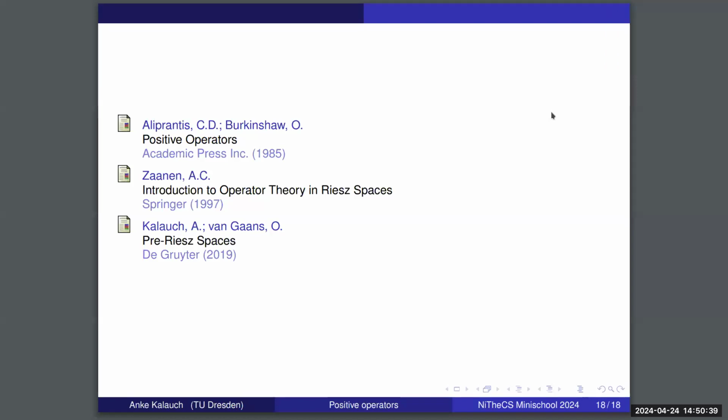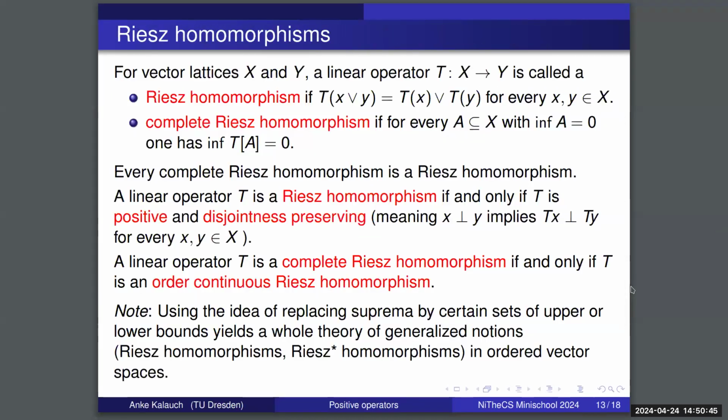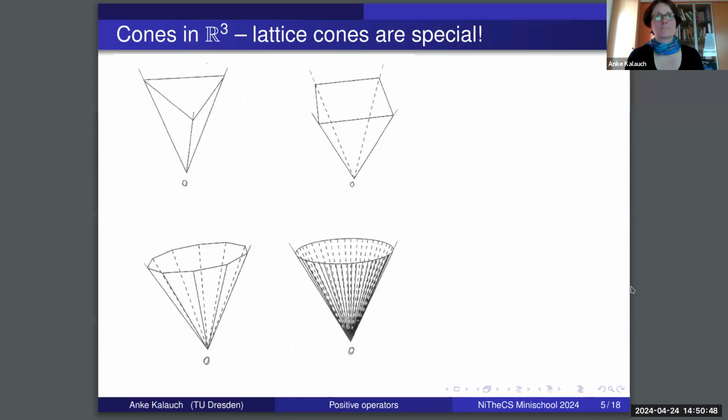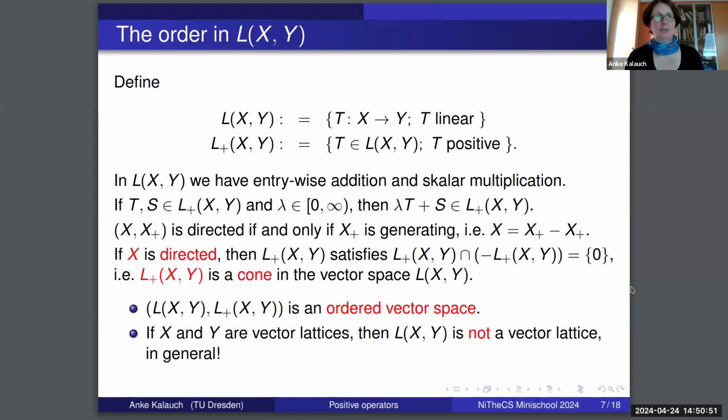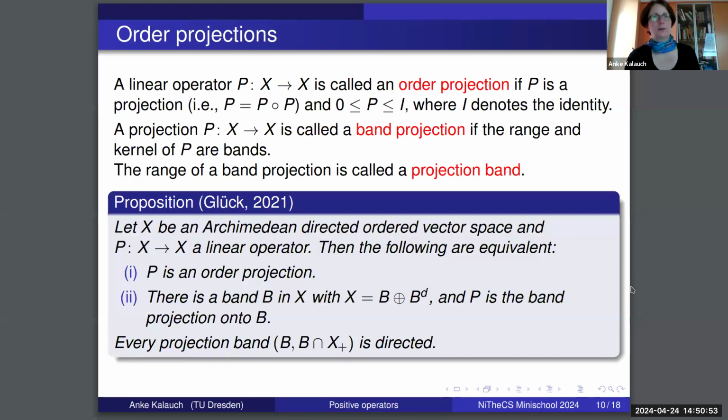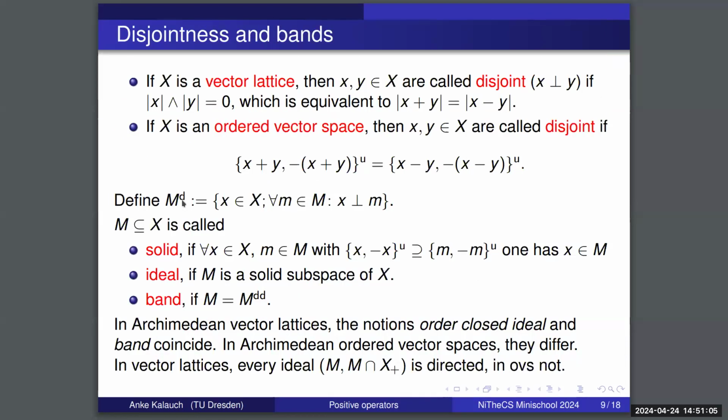Could you please go to the slide where you talked about the first theorem about projections? Just wanted to ask you something about that. Here, yes. Could you please remind me what is B^d? The B^d is the disjoint complement I introduced here. For a set, you take all elements of the big space that are disjoint to all elements of the set. It's the classic disjoint complement of the set M.